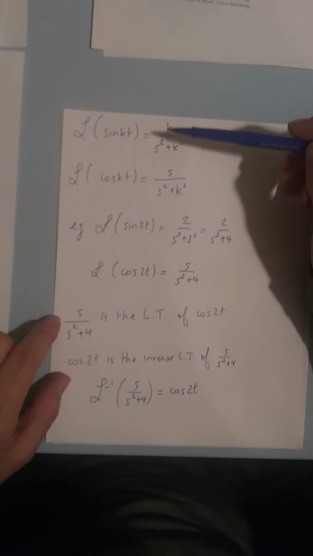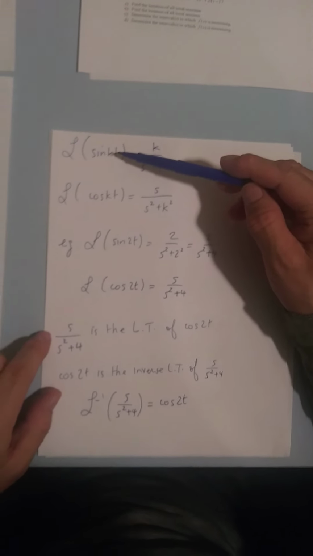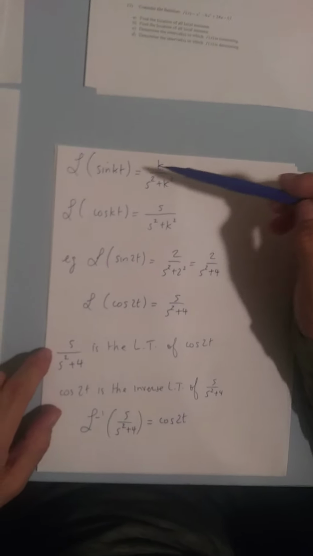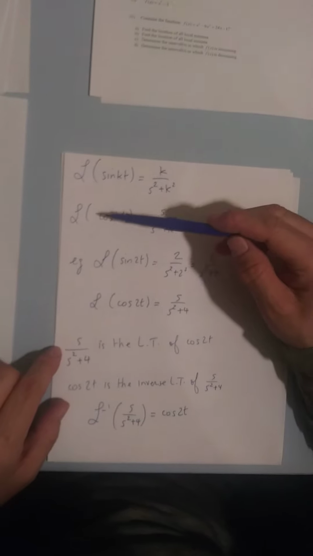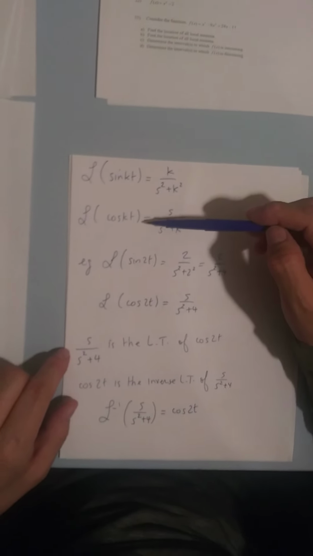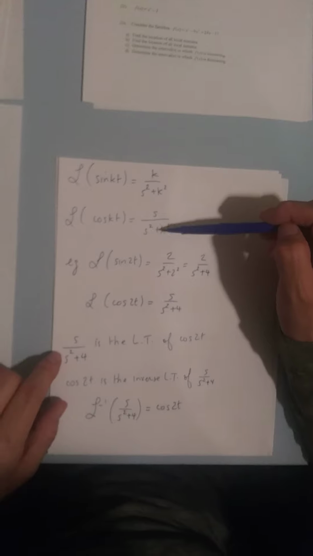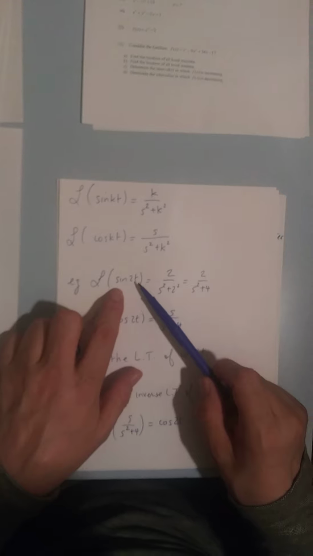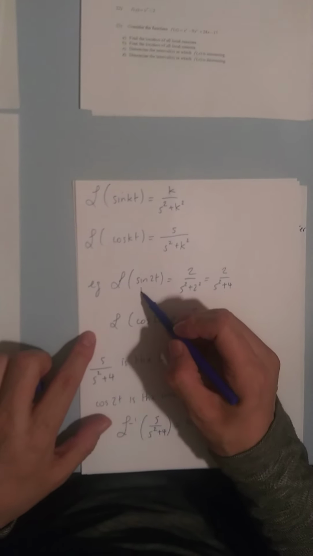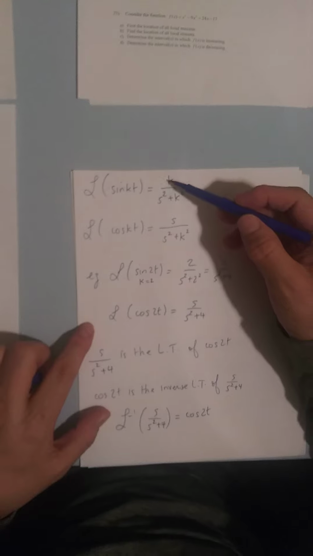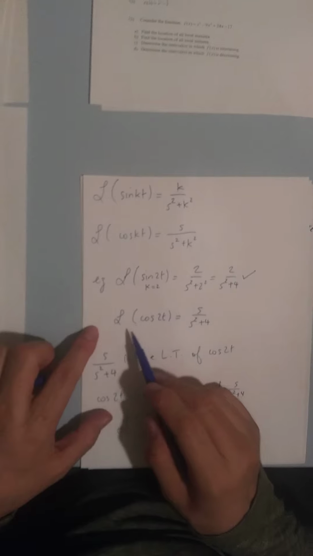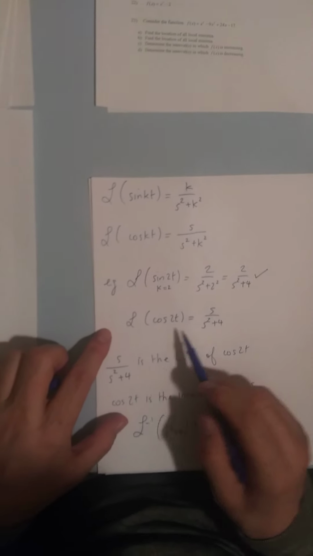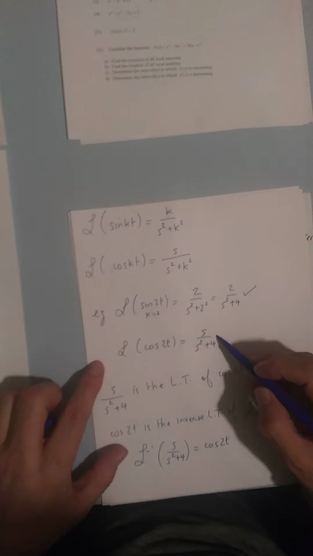Here are some other transforms. The transform of sine kt can also be obtained by integrating, and you will end up with k over s squared plus k squared. K can be anything. And the transform of cosine kt is s over s squared plus k squared. So for example, what's the transform of sine 2t? Well, in this case, k is 2. So it'll be 2 over s squared plus 2 squared, which is 2 over s squared plus 4. And the transform of cosine 2t is s over s squared plus 4.